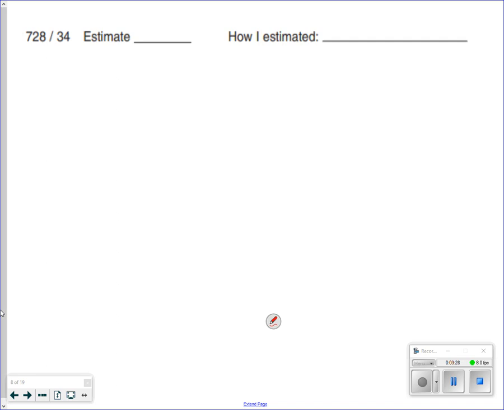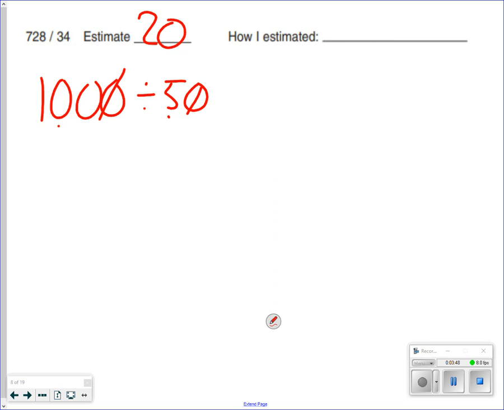So here, let's take a look at this next problem. This is a little trickier. I'm going to round 728 all the way up to 1,000. Then I'm going to round 34 all the way up to 50. Now I can divide. I'm canceling these zeros from each other. How many 5s go into 100? 20 5s go into 100. Moving on.